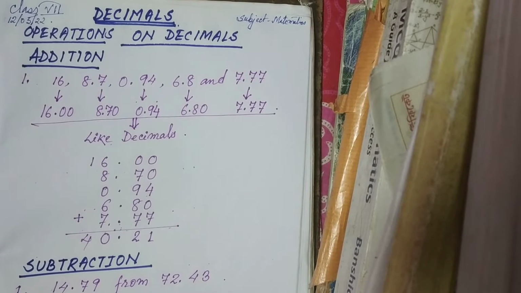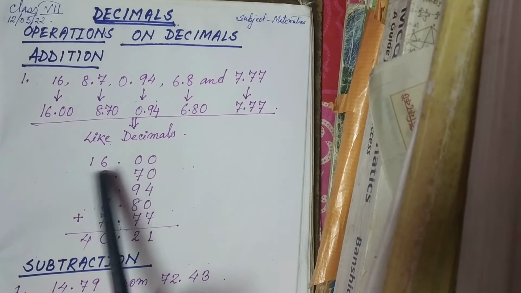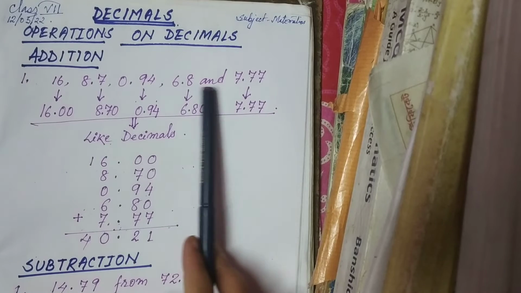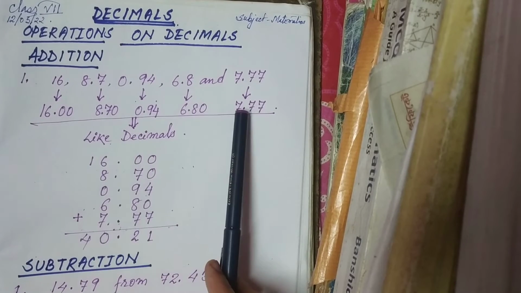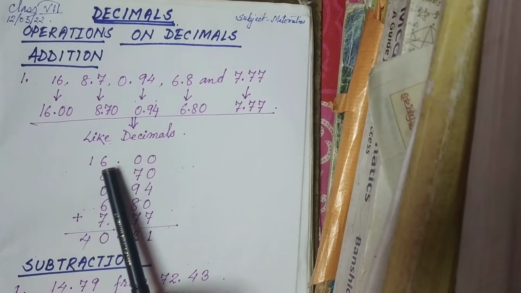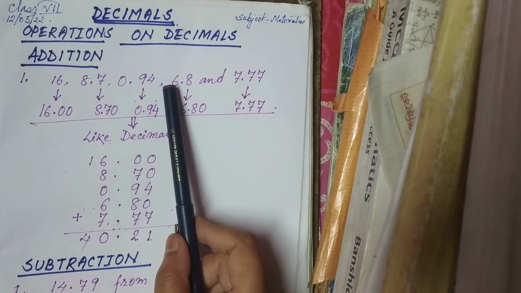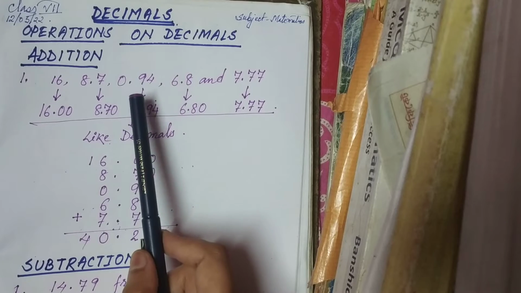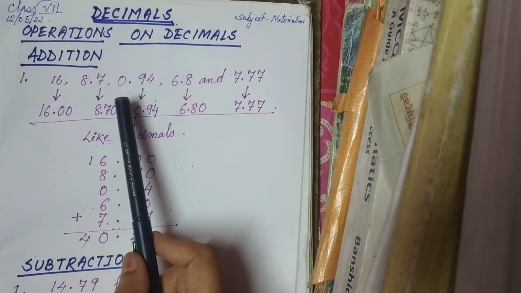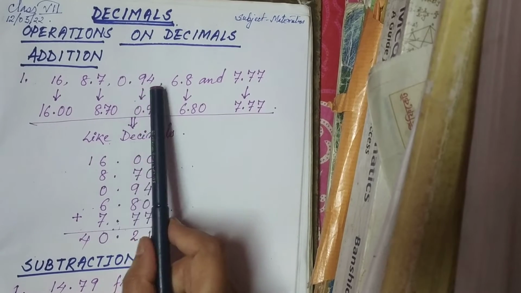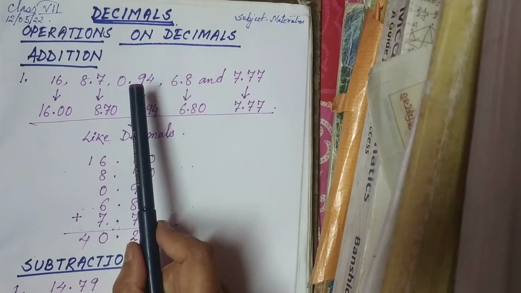Now what we will do is, we have already studied like decimals in the earlier classes. So we will convert each of the decimals into like decimals. That means we have to count the digits after the decimal point. The highest number of digits after the decimal we can see here is 2. In 0.94, after the decimal we can see two digits. What are they? 9 and 4.